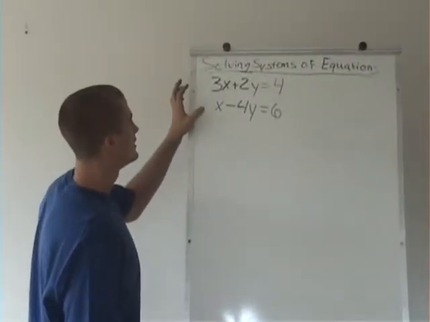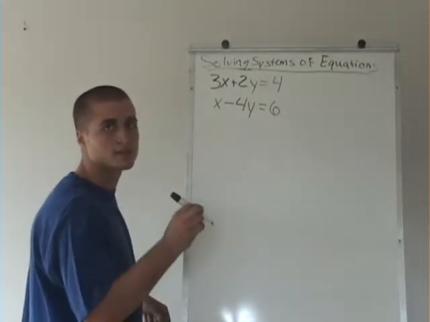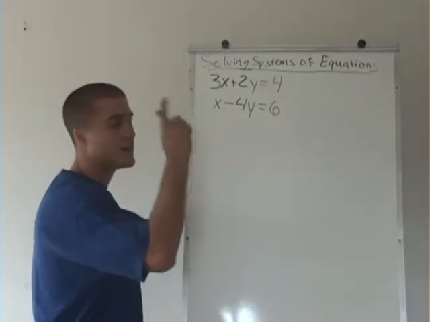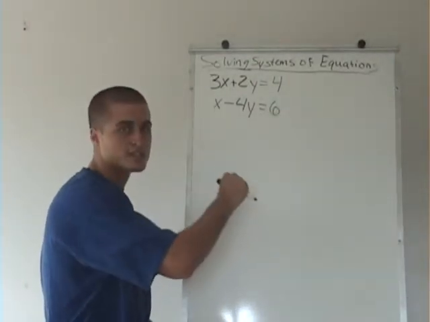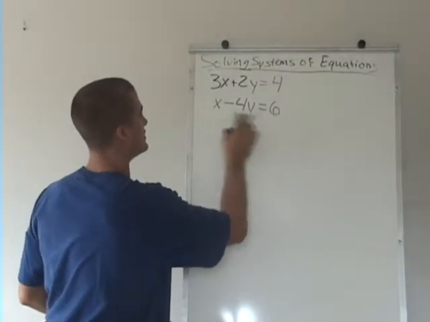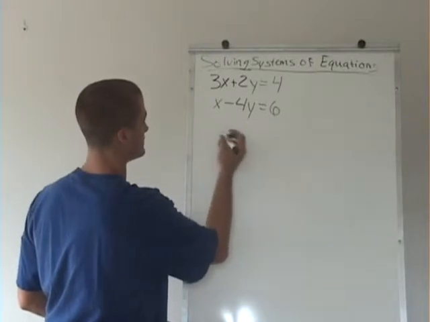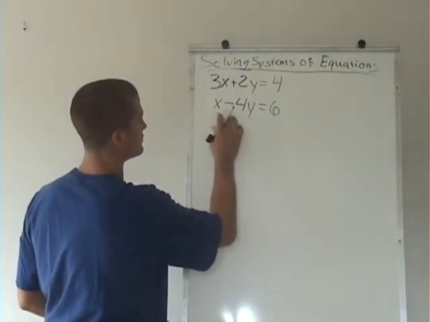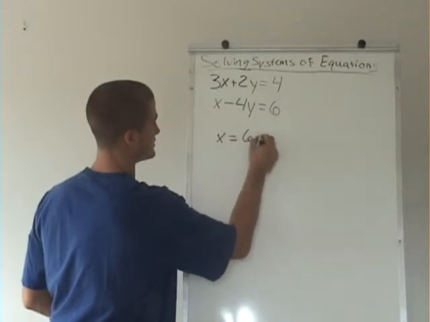So we have two variables now, and what we're going to try to do is make it so that we only have one, and we can get a value for that variable, and then plug that value back into the original equation to get the other variable. So let's start with this bottom one here, since x doesn't have a coefficient, and solve for x. Taking this negative 4y over to the other side, we're going to have x equals 6 plus 4y.